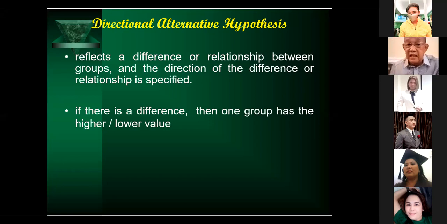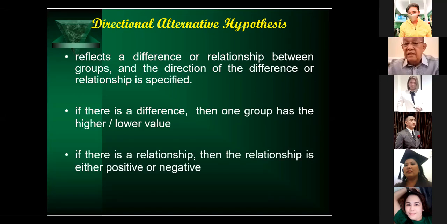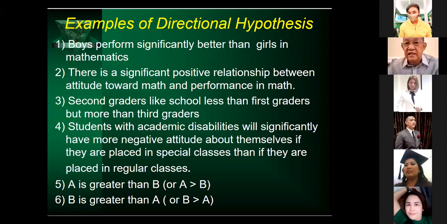Is there a difference? If there is a difference, then one group has a higher value or a lower value. Kaya yung ating statement could either be one-tailed positive kung higher yung value, or one-tailed negative kung lower yung value. If there is a relationship, then the relationship is either positive or negative. Ine-emphasize natin yan. Pag naka-emphasize yung positive or negative, one-tailed statement. Pag walang emphasis on negative or positive, higher and lower, non-directional yung hypothesis, two-tailed test. Here are some examples of directional hypothesis.